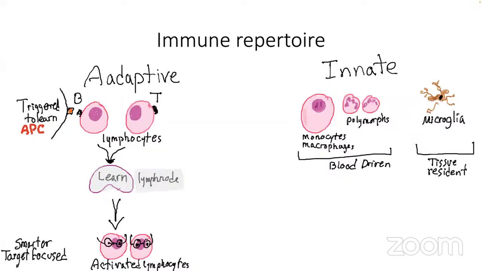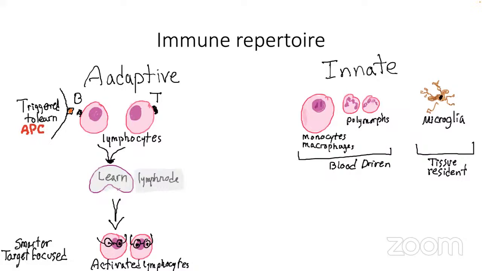So the innate immune response starts to react to it, and actually they do much of the antigen presentation to the more specialized adaptive immune system. And they are of two types for any given disease condition. One of them is blood driven.